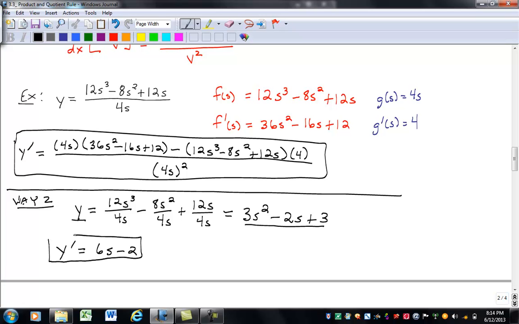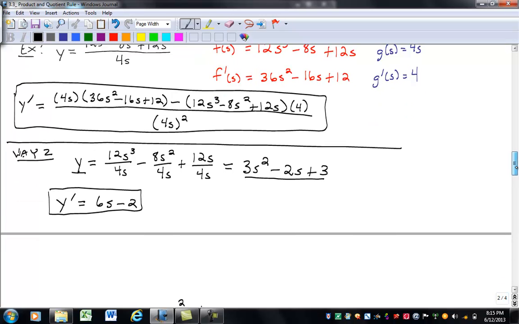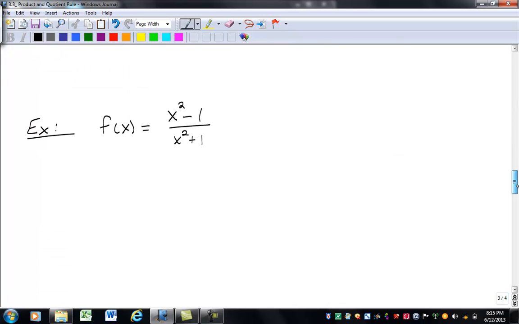And let me mention that if you were to simplify what you had in your original quotient rule, it would match the answer I got for way 2. You don't need to simplify anything at the moment, and here we kind of lucked out. In this case, it would have been easier to divide first, because stuff cancels. But not all quotient rules are like that. For example, x squared minus 1 over x squared plus 1. I can divide it, but it doesn't simplify as easily.